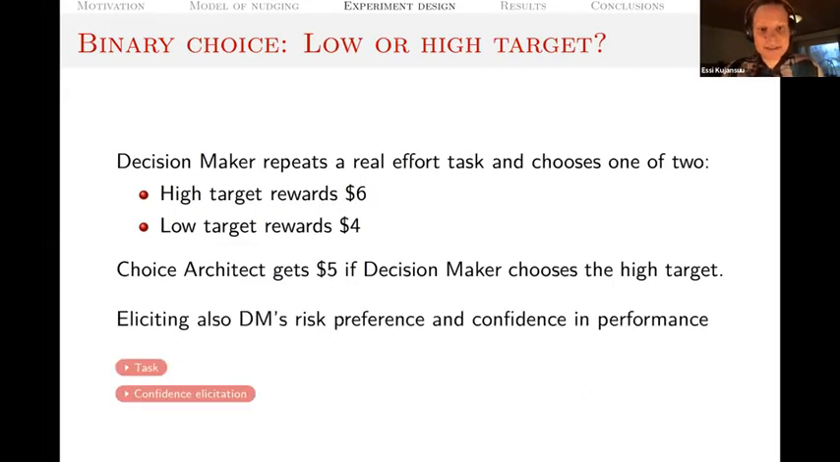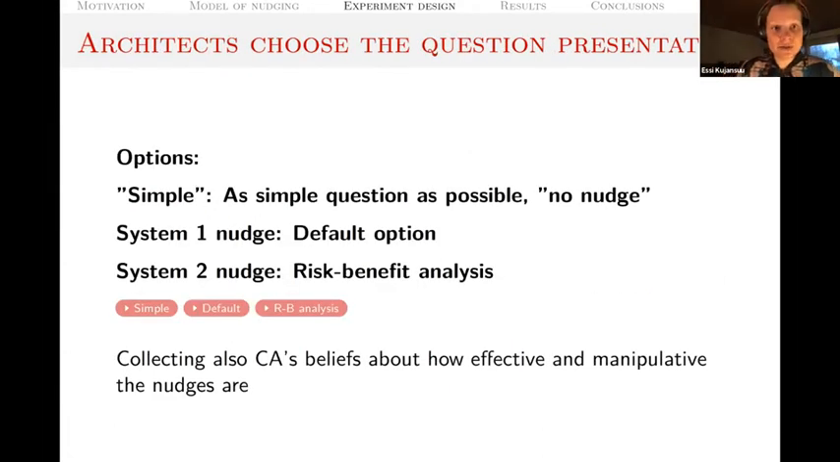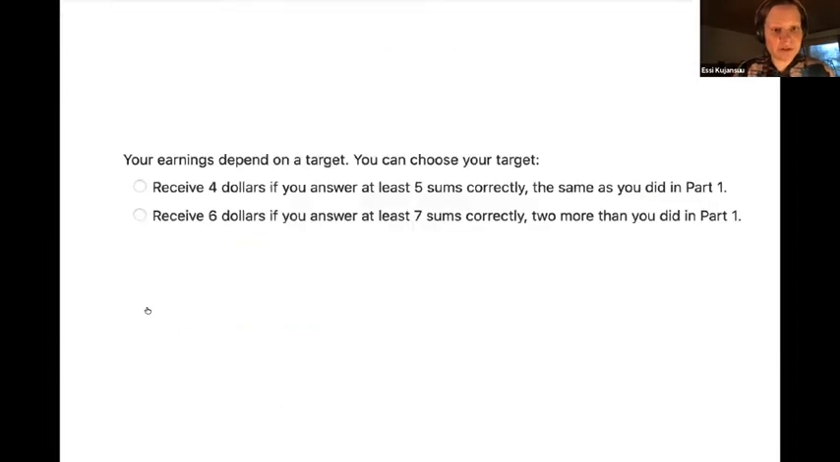We also elicit the decision maker's risk preference and confidence in the performance in the tasks. The choice architects choose the question presentation, and we have 3 options for them. A simple question design, which is the no-nudge framework, however, set in a way where we expect them to choose the low target. The system 1 nudge is a default, and the system 2 nudge is a risk-benefit analysis nudge. I will show you the screenshots from the program.